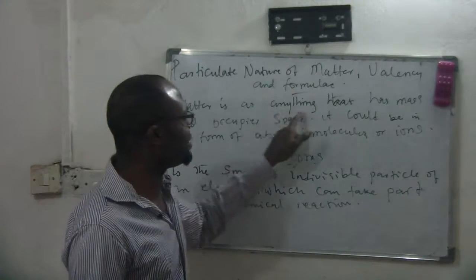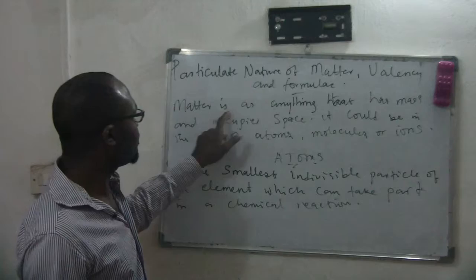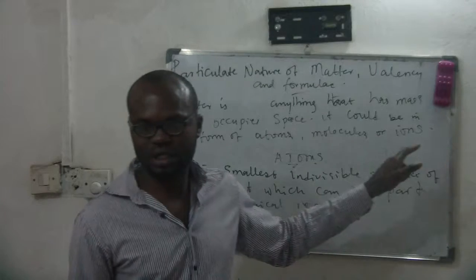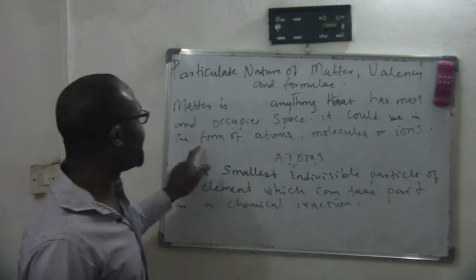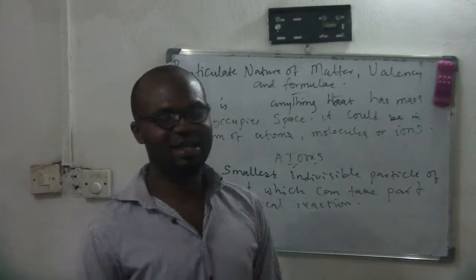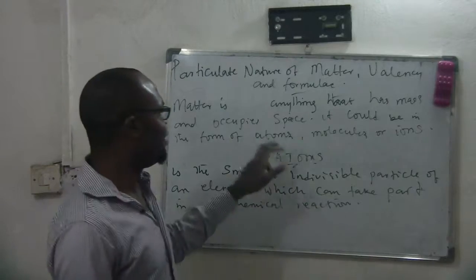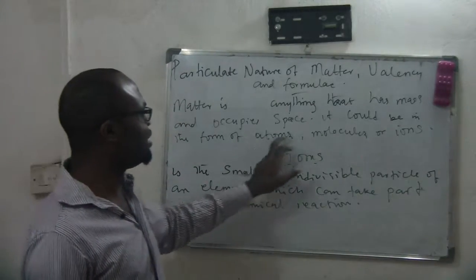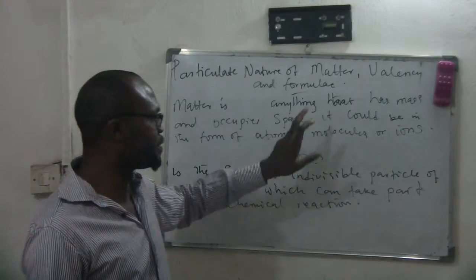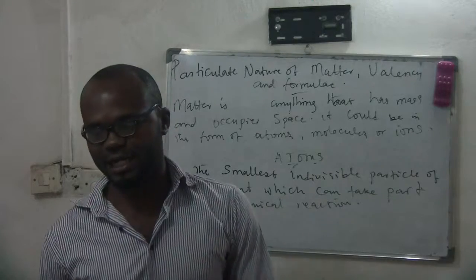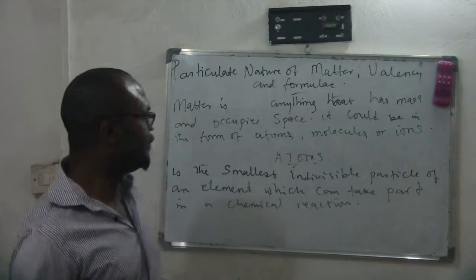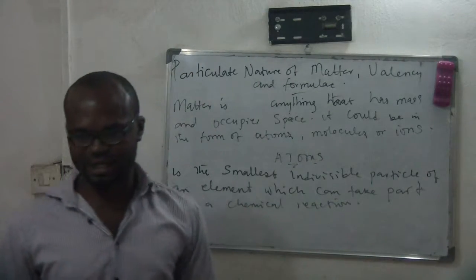Now, matter is anything that has mass and occupies what? Space. It could be in the form of atoms, molecules, or what? Ions. We are going to be explaining this particulate nature of matter. You understand? The particle of matter can be in form of atoms, molecules, or what? Ions. Is that clear? That smallest, minutest part of matter could be in form of atoms, molecule, or what? Ions.